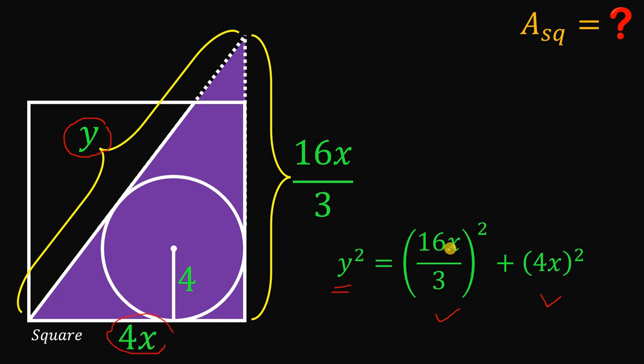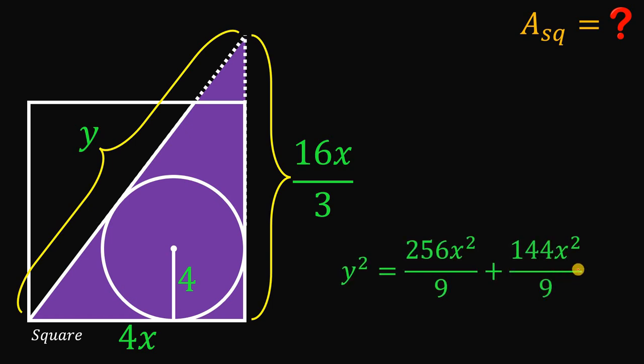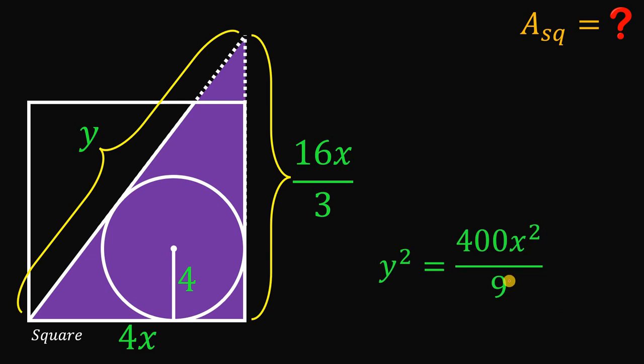Alright, now let's simplify. 16x over 3 raised to the power of 2 will give us 256x squared over 9. And 4x raised to the power of 2 will give us 16x squared. Now, let's combine this. Let's multiply 16x squared by 9 over 9. This will give us 144x squared over 9. Now, 256x squared plus 144x squared will give us 400x squared over 9.